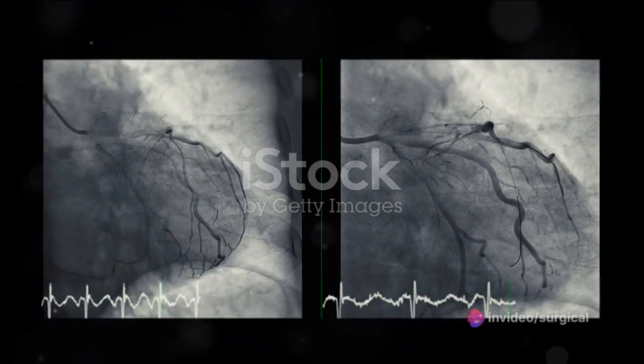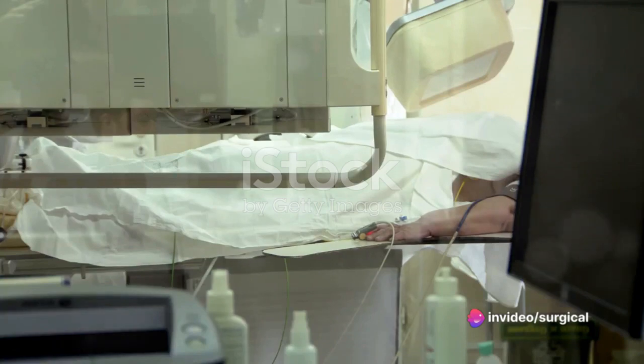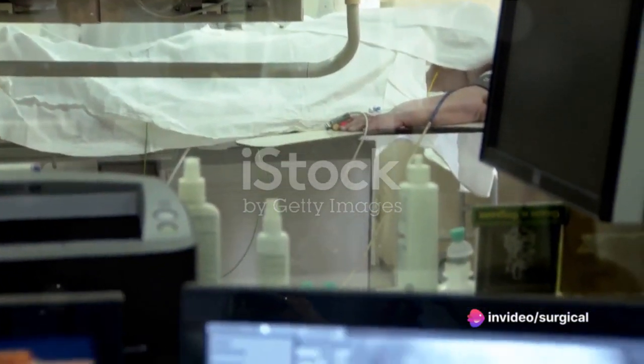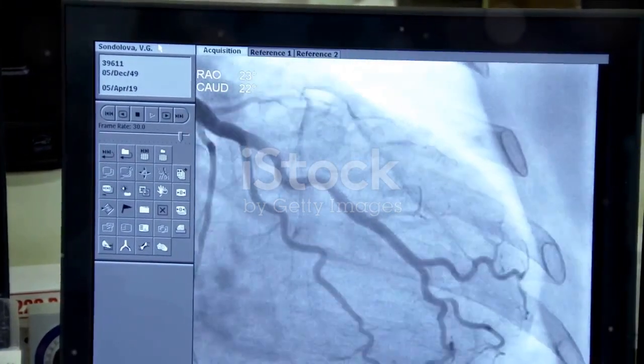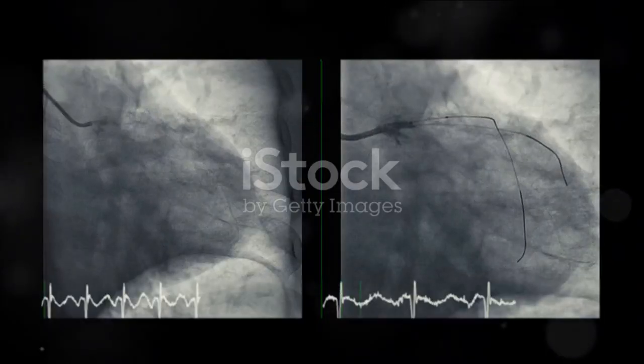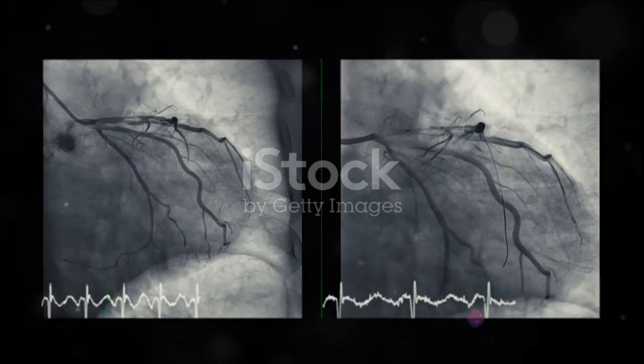On the other hand, stent placement is less invasive, involving the insertion of a small mesh tube into the narrowed artery to restore blood flow. It is often preferred due to its quicker recovery time. However, it's not without its risks, as there's a possibility of stent thrombosis, where a blood clot forms inside the stent, blocking blood flow to the heart.